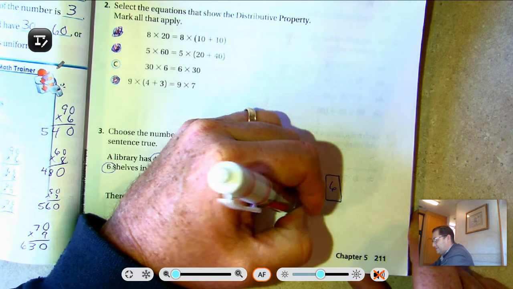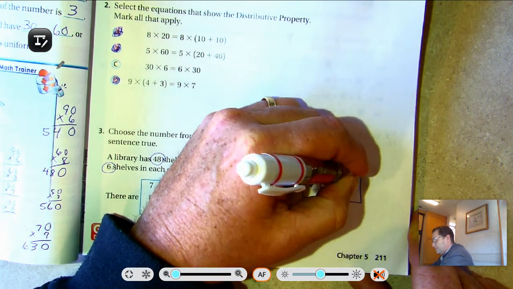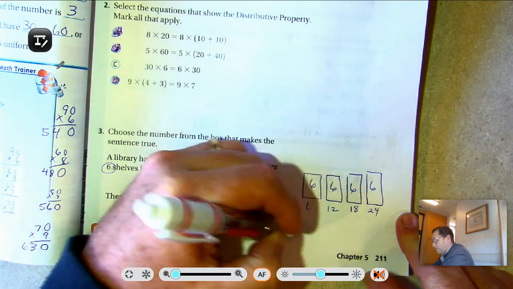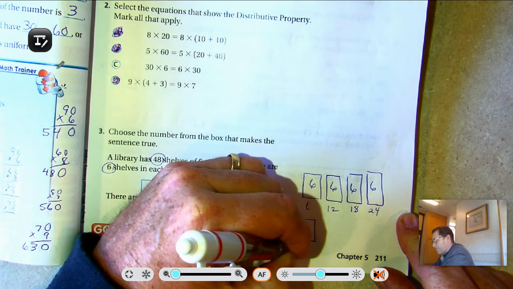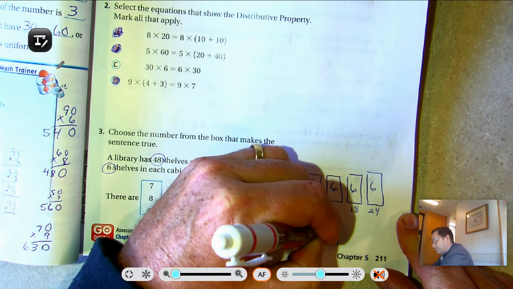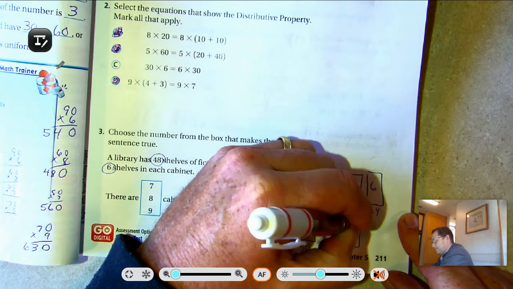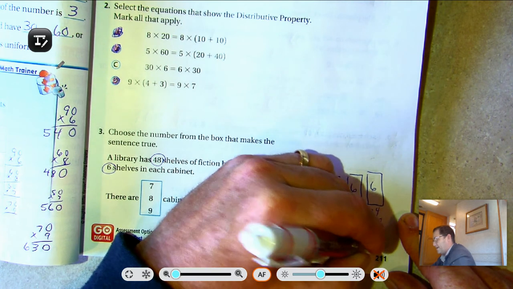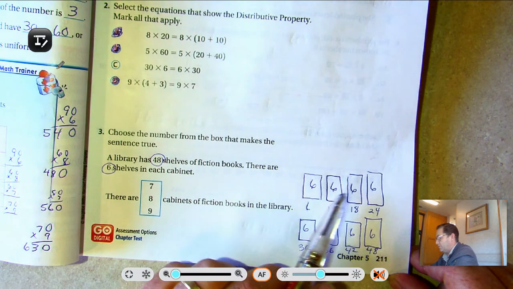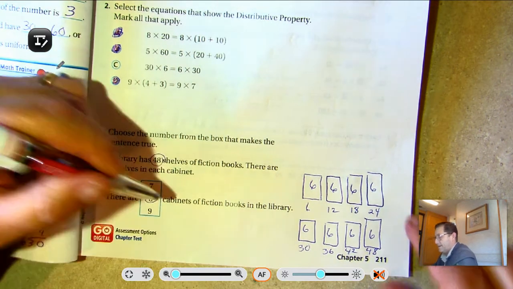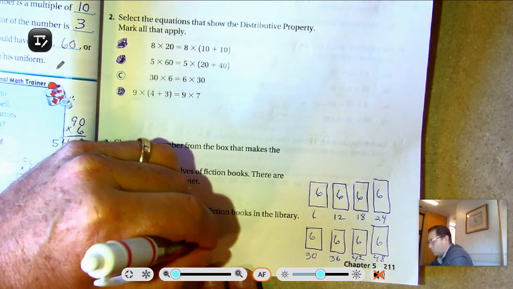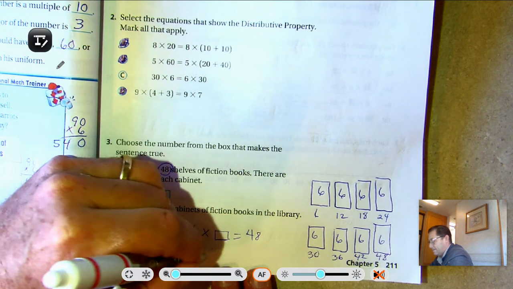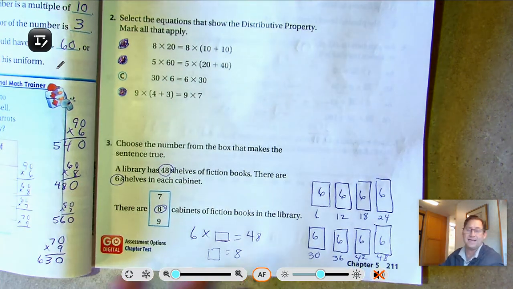So that's 6, 12, 18, 24, 30, 36, 42, 48. Okay, so we have 1, 2, 3, 4, 5, 6, 7, 8. And that makes sense. 6 times what equals 48? 8. 8 times 6 is 48.